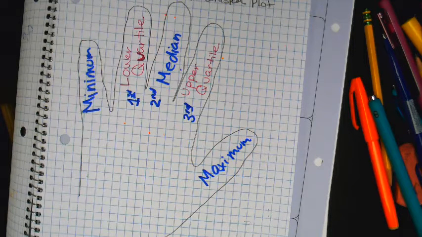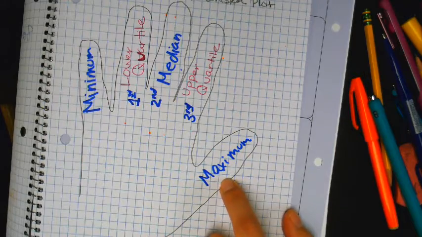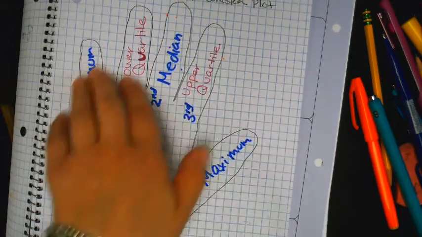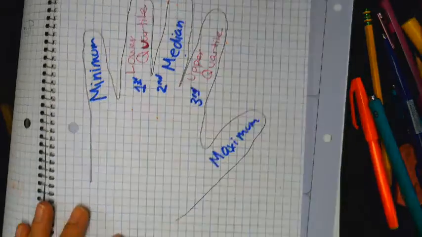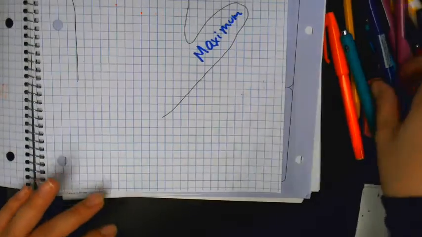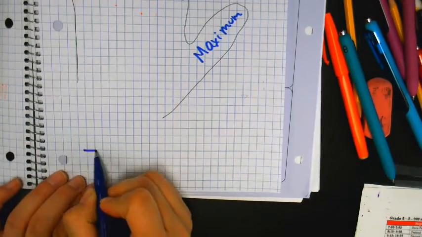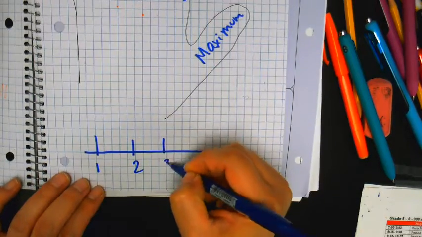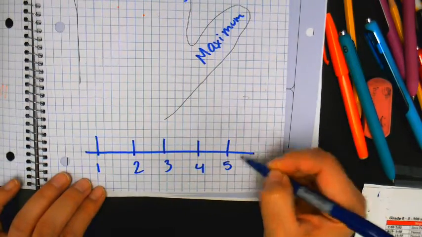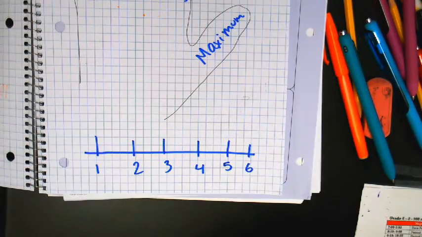Your middle finger, your median. The one with no power, your pinky, minimum power. Your thumb, the one you use the most, thumb wars, video games, that has the maximum power. This translates perfectly into a box and whisker plot and how to read it. A box and whisker plot will have a number line at the bottom. Let's start off with 1, 2, 3, 4, 5, 6. Let's draw a number line 1 through 6.